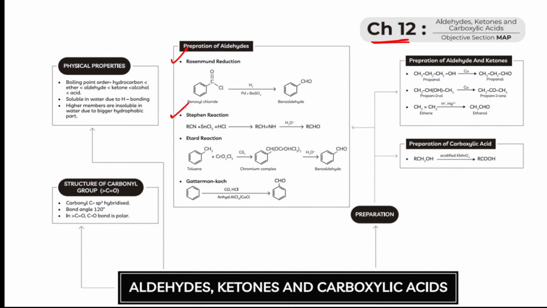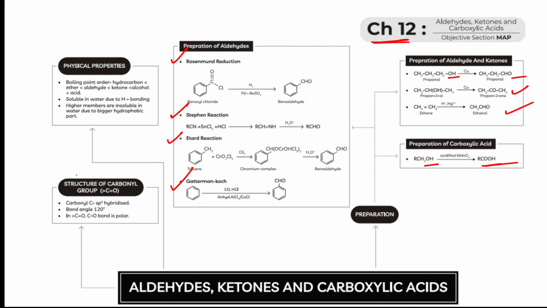Rosenmund reduction, Stephen reduction, Etard reaction, Gattermann reaction. And preparation of aldehydes, because you have aldehydes, ketones and acids. So preparation of aldehydes and ketones, where we are converting alcohols to aldehydes. So propanol, propan-2-ol, primary, secondary, and from alkenes to alcohols. Three reactions mentioned. Then carboxylic acids, an oxidation process using acidified KMnO4, while alcohols are getting converted to acids.